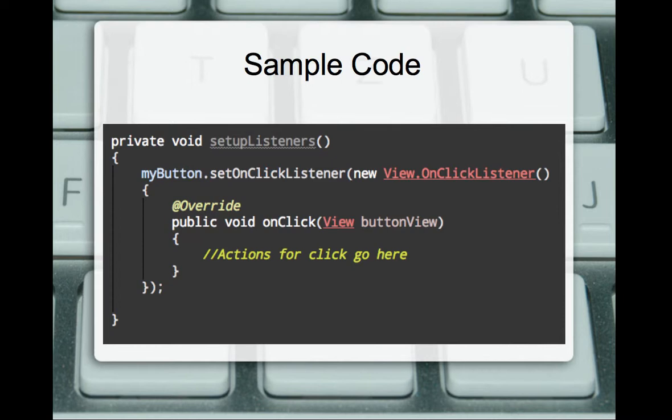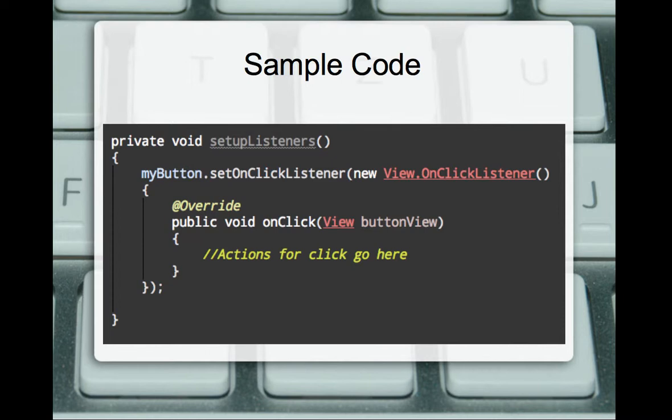And then, as a required method, all listeners have required methods, and an OnClickListener has the required method of onClick. It has to be public, it needs to be void, it needs to be called onClick. The parameter needs to be a view type, but the name of the parameter doesn't matter.